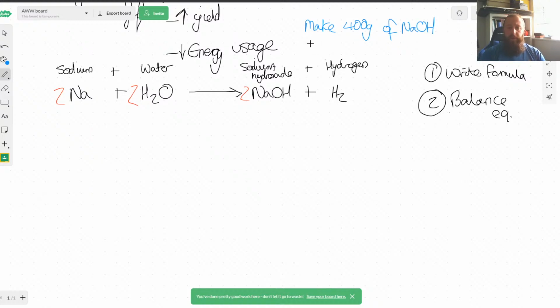What I want to know is how much sodium would I start with and how much water would I start with. Now, water's maybe not as important here because water is quite easy to get hold of. But the sodium, I want to know how much I need to buy in the first instance. Now, this is a little bit like baking a cake. Literally, baking a cake is chemistry. You're doing a chemical reaction every single time you cook food.